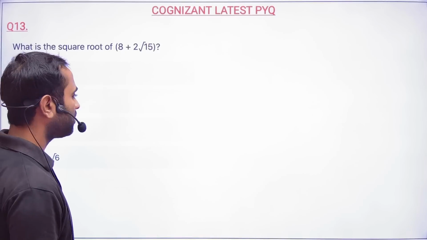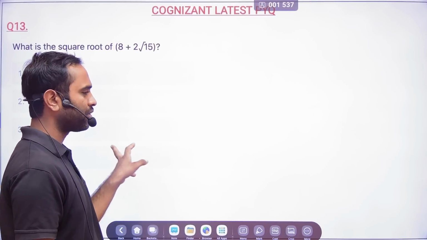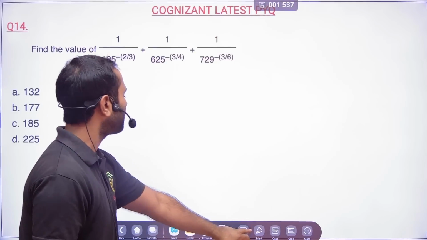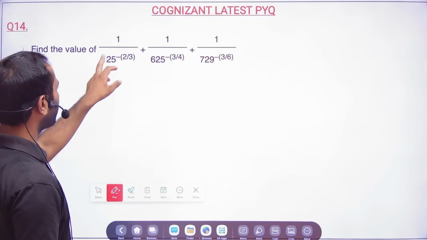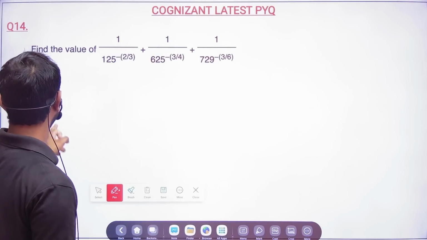Okay, this is done. Problem number 13 is done. Now moving towards problem number 14. Problem number 14 is a question from Surds and Indices. So 1 by this, 1 by this, 1 by this, you have to tell what is the answer.